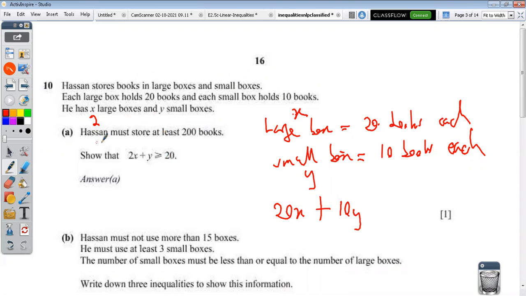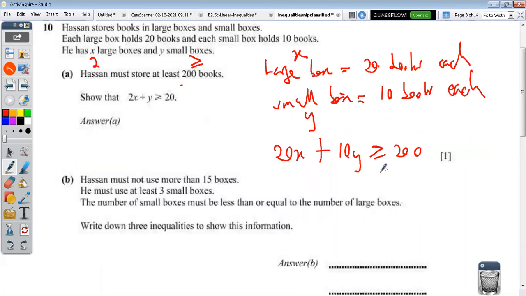What are they saying? You must have at least. Which sign is at least? At least is greater than or equal to. So 20x plus 10y is greater than or equal to 200. Making sense? Then we can divide everything in this equation by 10. If we divide by 10, you're left with 2x plus y is greater than or equal to 20. Show that. Done. Make sense?